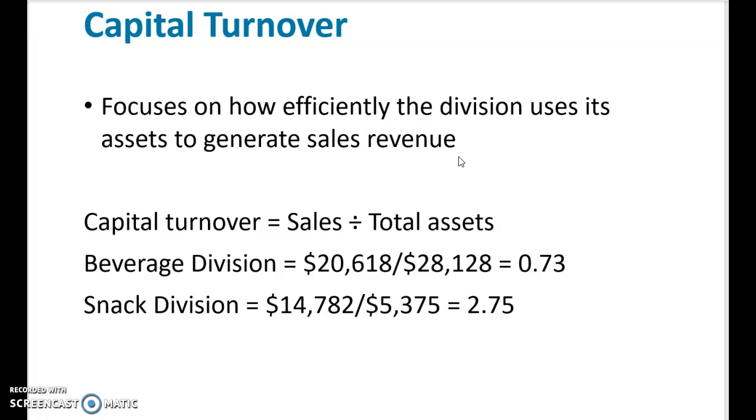So in the beverage division, my sales are $26.18 divided by the big total asset number of $28,128. That's 0.73. Okay, and this is not a number that you can just evaluate by itself. You have to compare it to other divisions or to similar divisions, or other segments in the same industry. So the snack division has $14,782 in sales divided by a lower asset number, so they definitely use their assets more efficiently. Okay, 2.75.